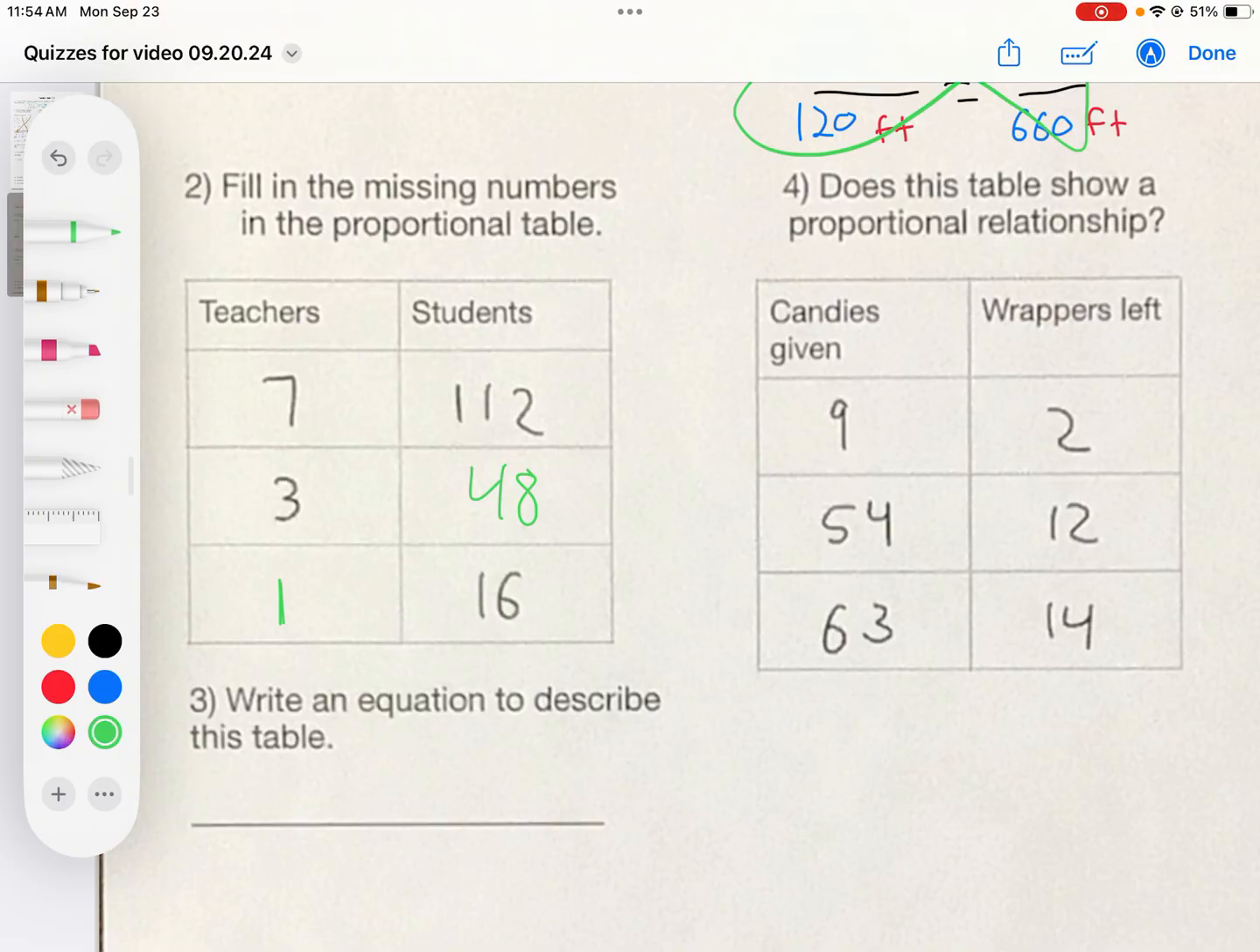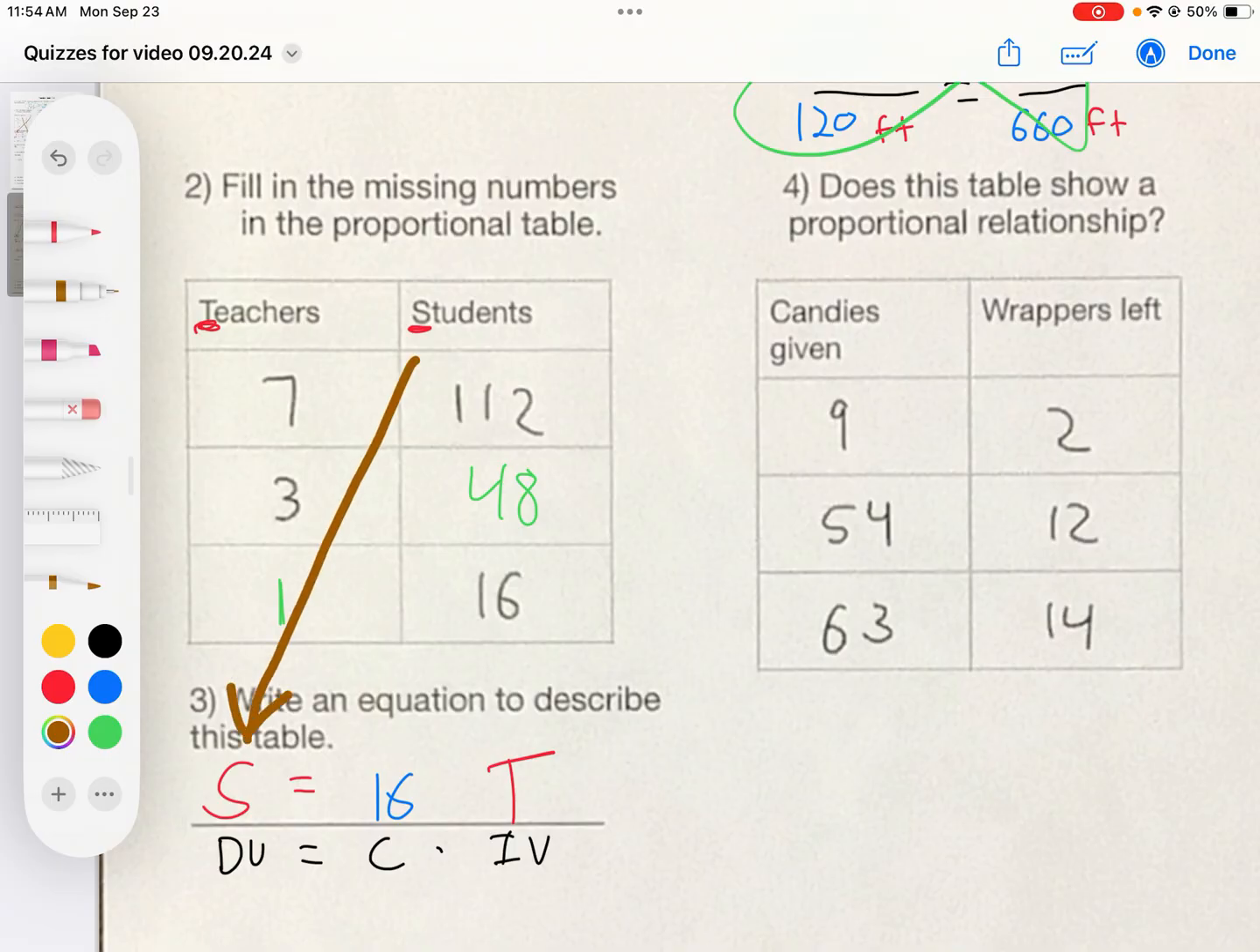For number 3, write an equation. Right divided by left, I gave you a freebie here. 16 divided by 1, that bottom row, anything divided by 1 is itself. So your constant is 16. Dependent variable equals constant times independent variable. You, of course, could have done the y equals 16x thing. That was completely fine. It was also possible for you to look at teachers and students and do something like s equals 16t. Again, please remember that your variables switch places between the table and the equation.